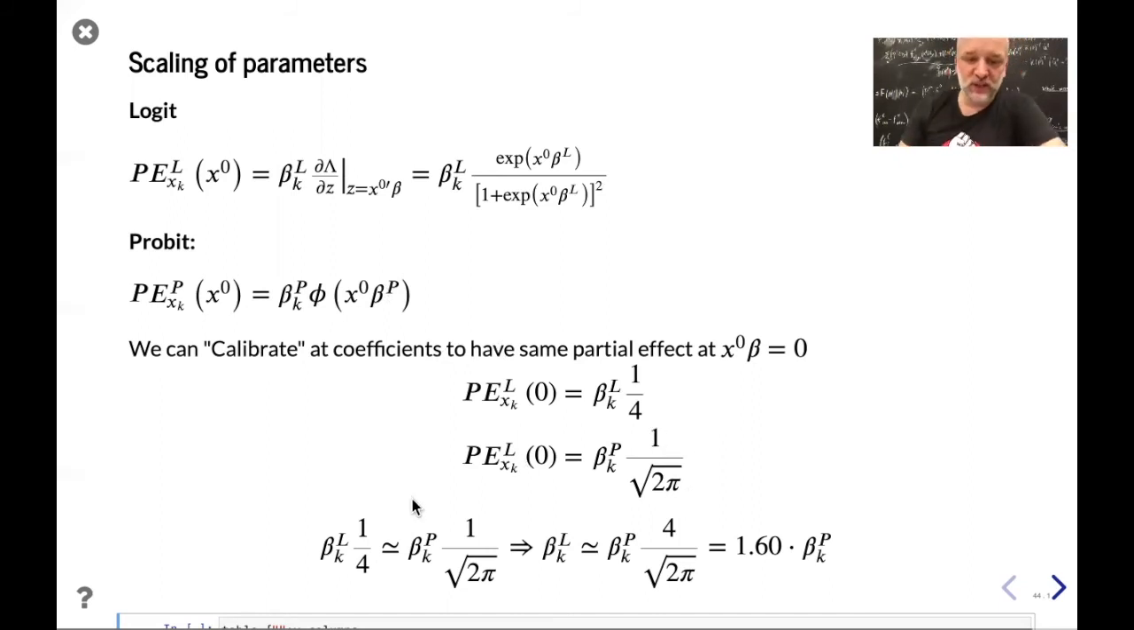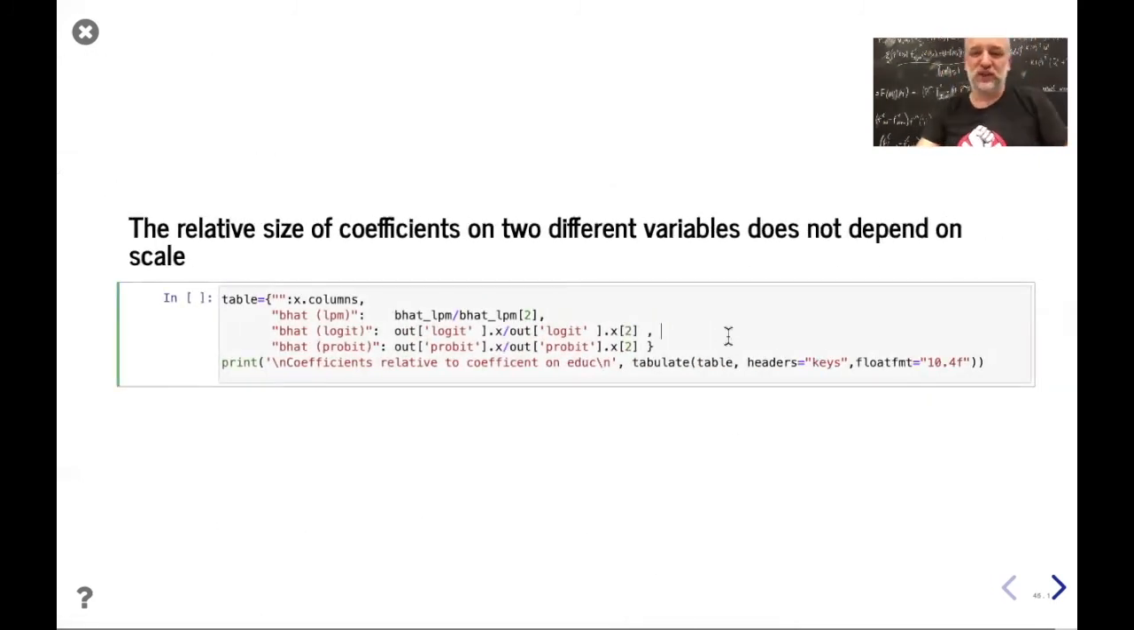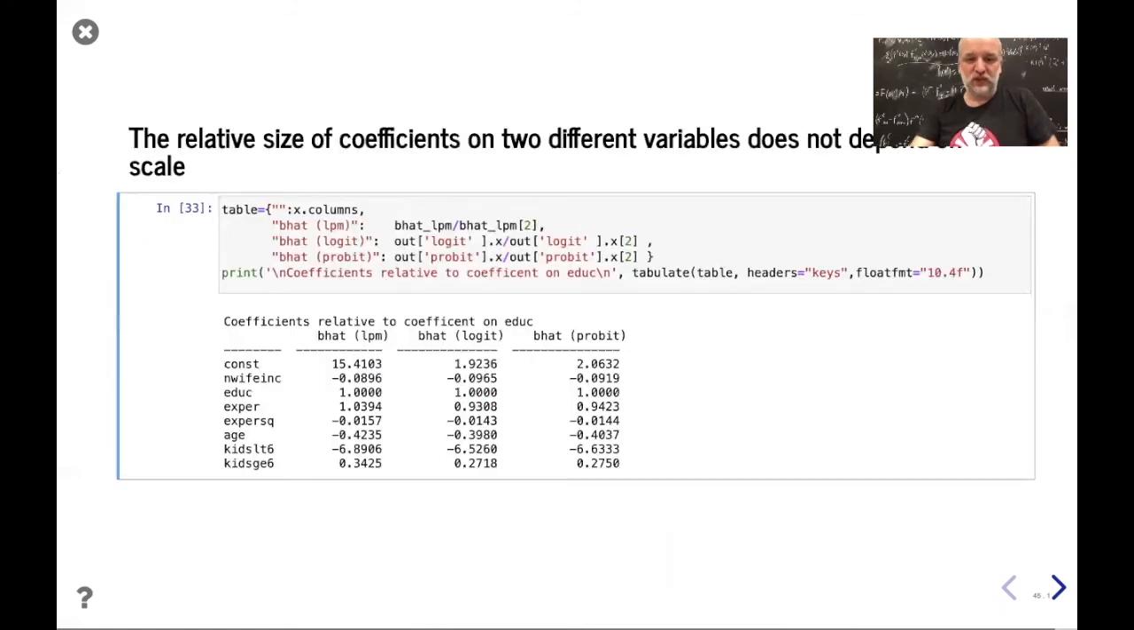Okay, so you can try to calibrate the parameters so that these two partial effects are the same. And what you see is that the coefficient of the logit is equal to 4 / √(2π), which is approximately 1.6 times the probit estimate. So in other words, if you take the probit parameter estimates and multiply by 1.6, you're going to roughly get the same estimates as you do for the logit model.